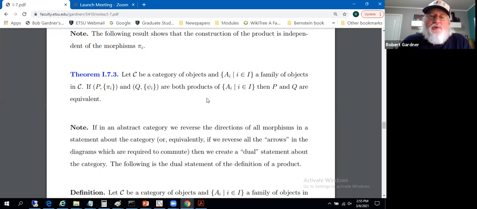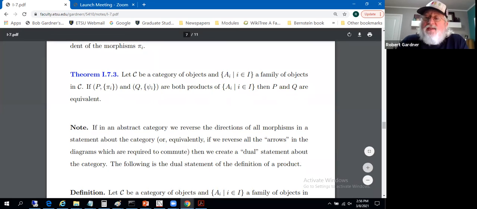If we compute the product over this family of objects using different morphisms, pi sub i's or psi sub i's as given previously, we'll look back at that definition shortly. Then we end up with two products which are actually equivalent. Equivalent meaning something rather specific in terms of compositions of mappings that give identity morphisms, not to be confused with identity functions. But it's awfully suggestive in how they behave.